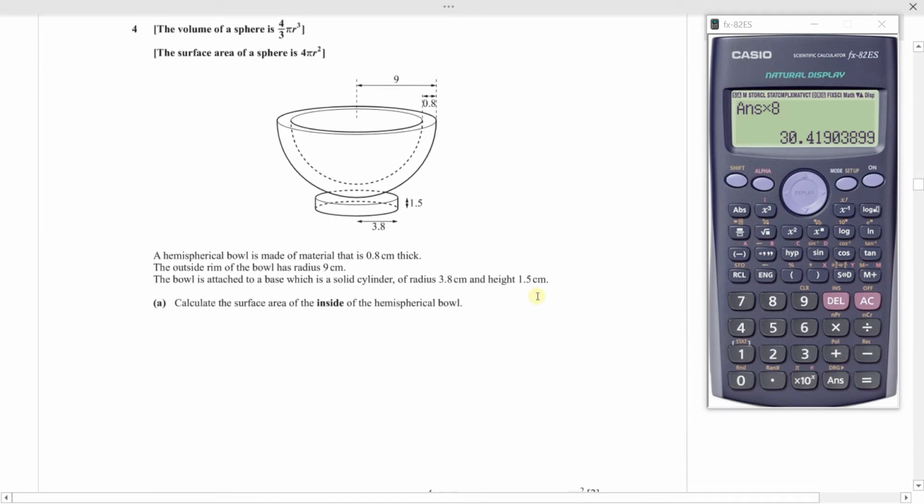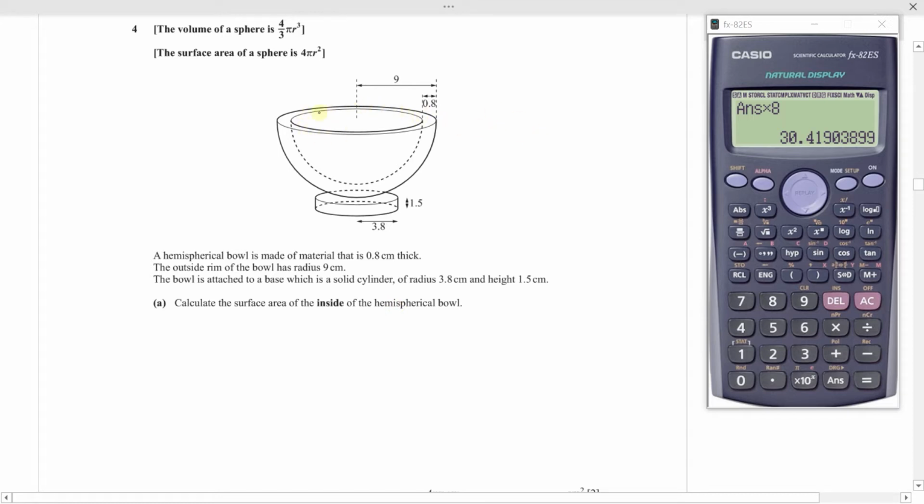So question number 4: you're given the volume of a sphere is this, and the surface area is this. A hemispherical bowl is made of a material that is 0.8 centimeter thick. The outside rim of the bowl has radius 9. The bowl is attached to a base which is a solid cylinder of radius 3.8 and height 1.5. Calculate the surface area of the inside of the hemispherical bowl. So the inside is this inner bowl.